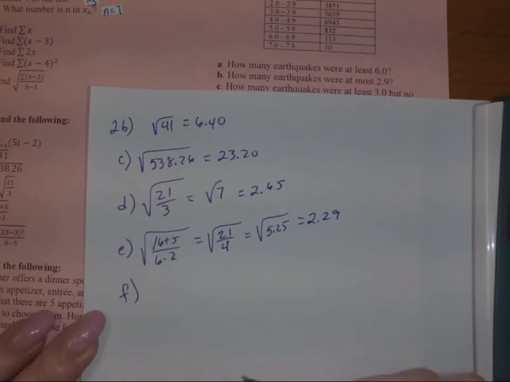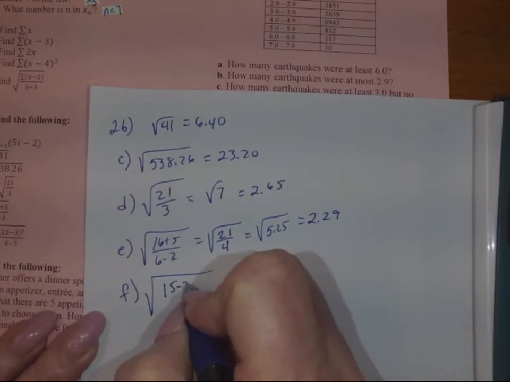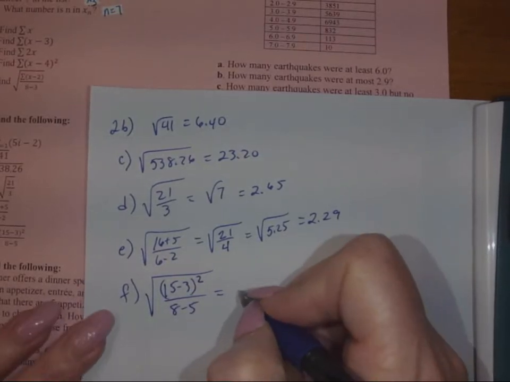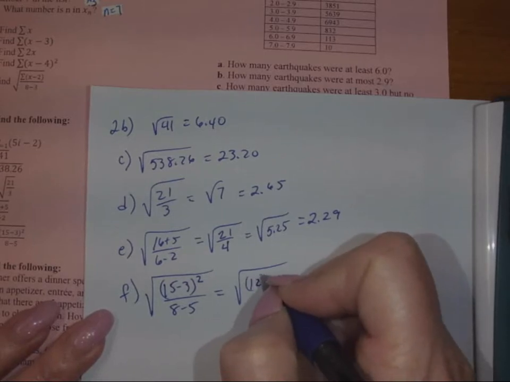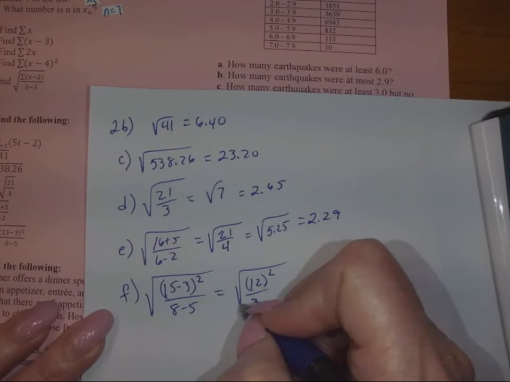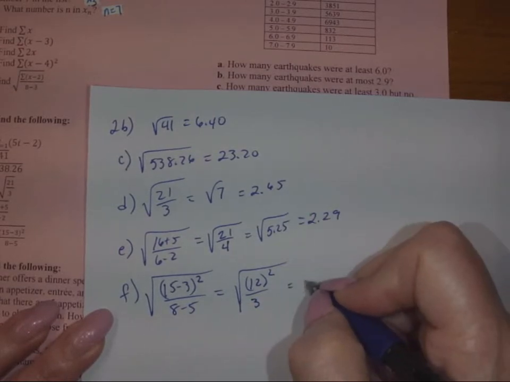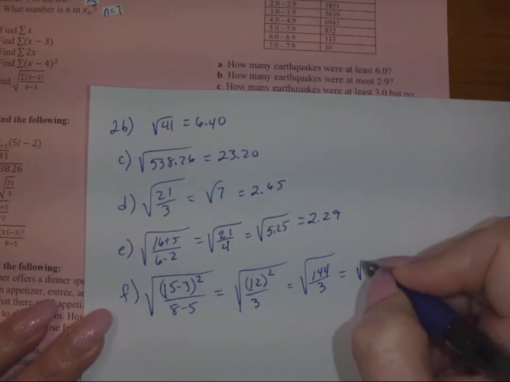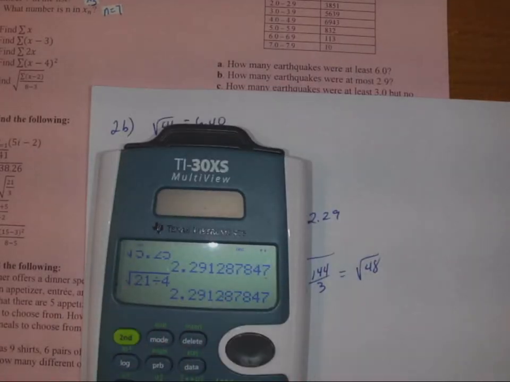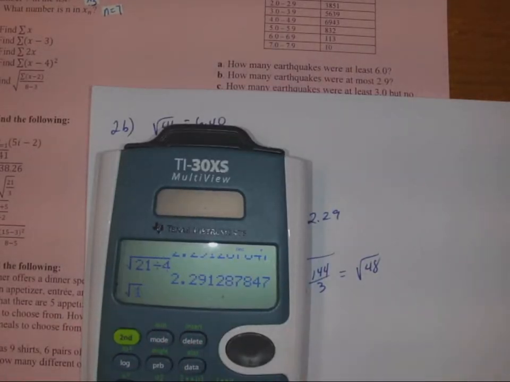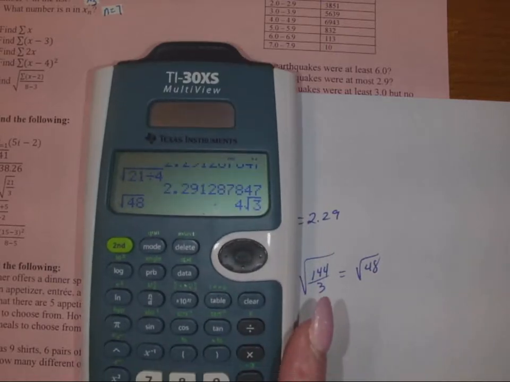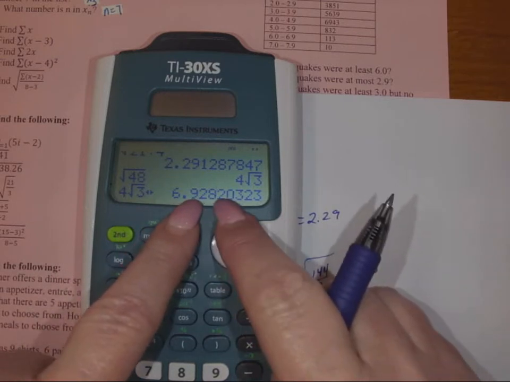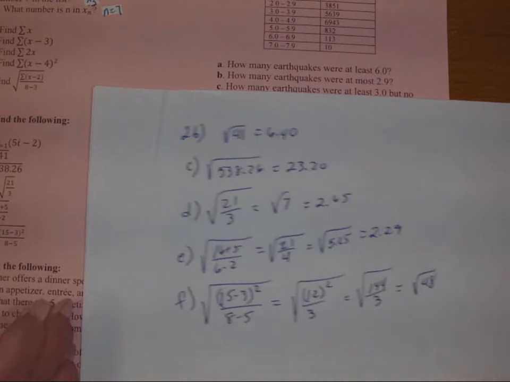Our last one has the square root of 15 minus 3 squared over 8 minus 5. So 15 minus 3 would get us 12 squared. 8 minus 5 is 3. So we end up with 12 squared, which is 144, divided by 3. That is actually 48, so it'll be the square root of 48. And when we put in the square root of 48, we end up with this, but I'm looking for decimals in this class, not the exact value. So we're looking for 6.92, but the 8 after will cause it to round up, so our answer will be 6.93.